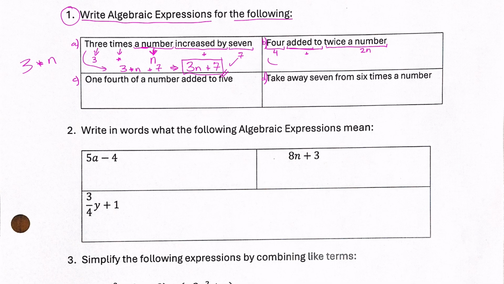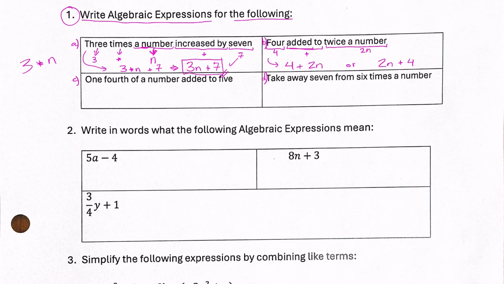Now, if I piece this together, I get 4 added to twice a number. You can write it that way, or you could even write 2n, and then you're adding 4 to that. Both of these are the same thing, right? Keep in mind, it's just like 3 plus 2 is the same thing as 2 plus 3. When you're adding, the order does not matter. Okay, it's the same thing. So either way works. All right.